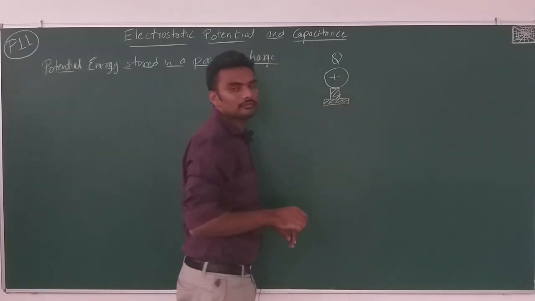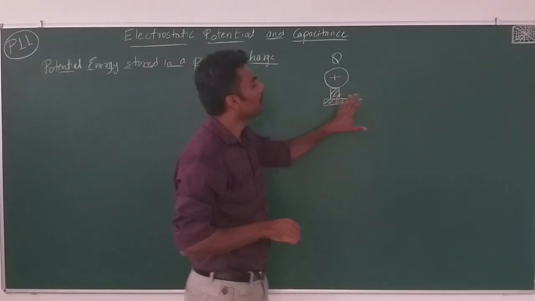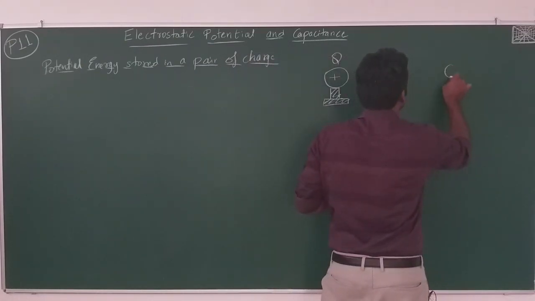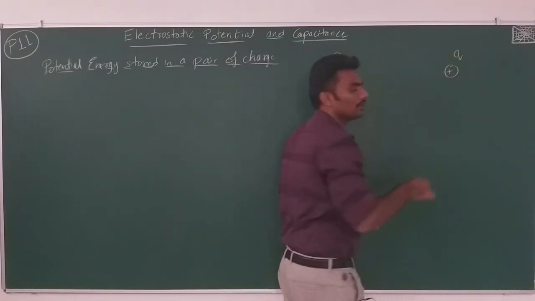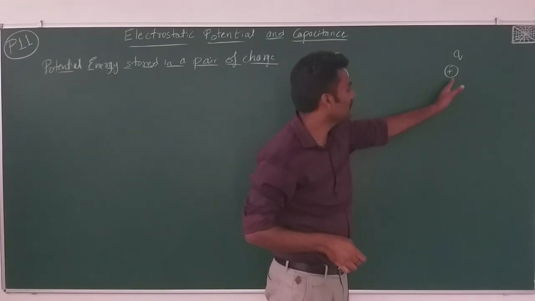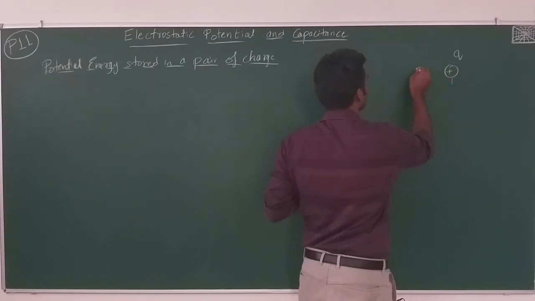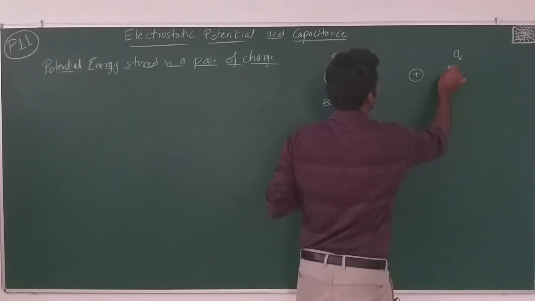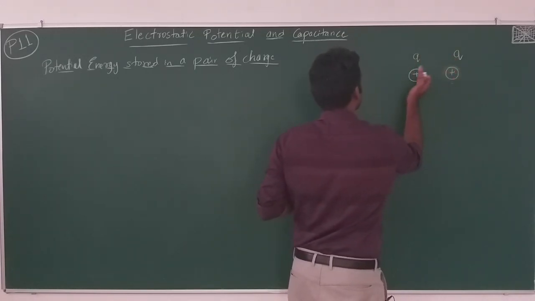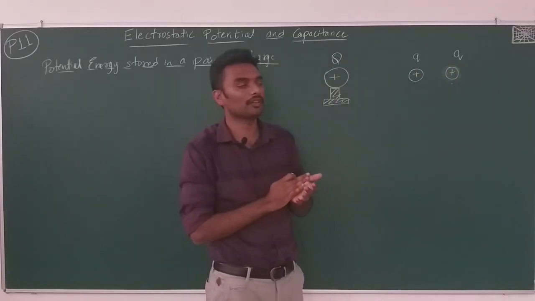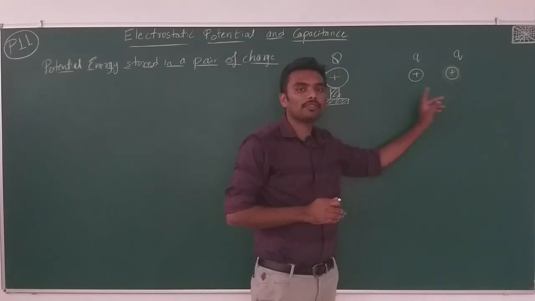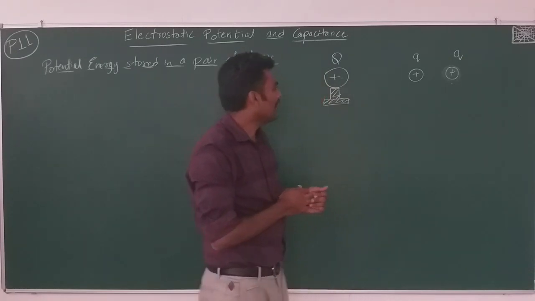Now assume that I am bringing another positive charge, small q, from a certain distance, from here to here. So this is the old position. I want them in a single line. This is the new position. I have brought this charge small q from this position to this position.